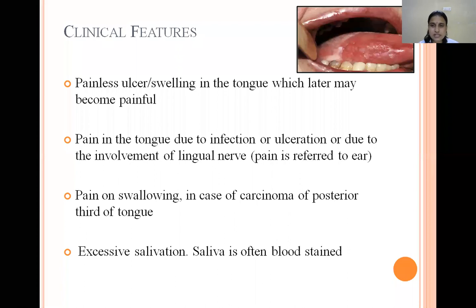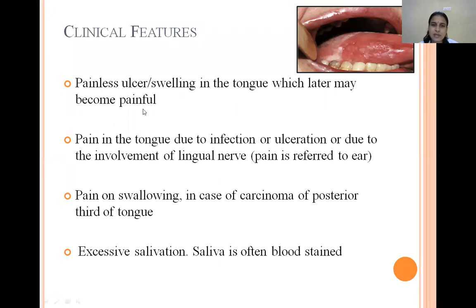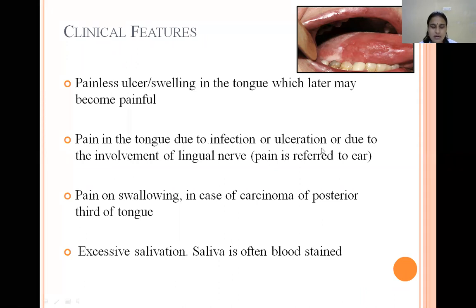Coming to the clinical features, the patient presents initially with a painless ulcer, or a swelling if it is a proliferative, papillary type. Later, it may become painful when there is secondary infection or ulceration over the swelling. On the lateral margins, when there is involvement of the lingual nerve, there is pain, which is referred to the ear as otalgia.